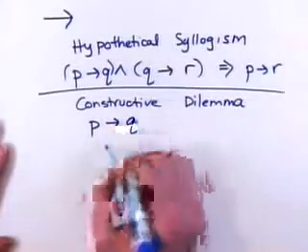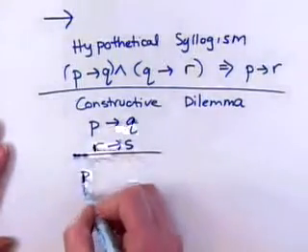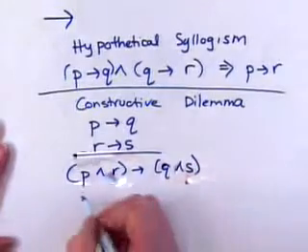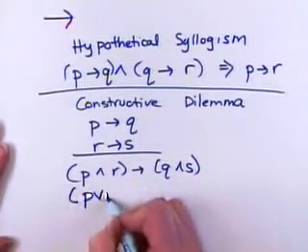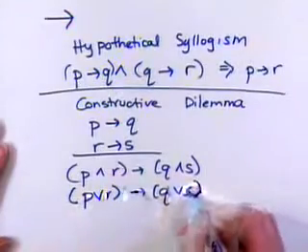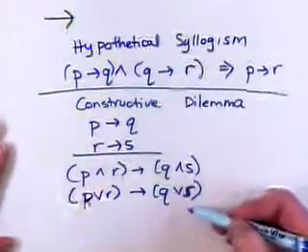So it would be P or Q implies Q or R. So if I had P implies Q and R implies S, then that would give me P and R implies Q and S, or I could get P or R implies Q or S, as long as I have the same operator on both sides. So I combine the left-hand sides on the left, I combine the right-hand sides on the right.